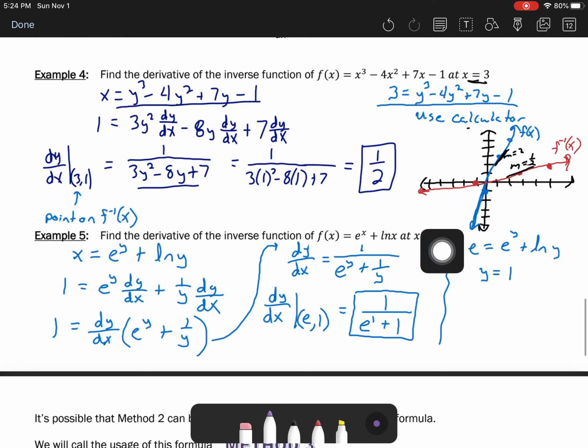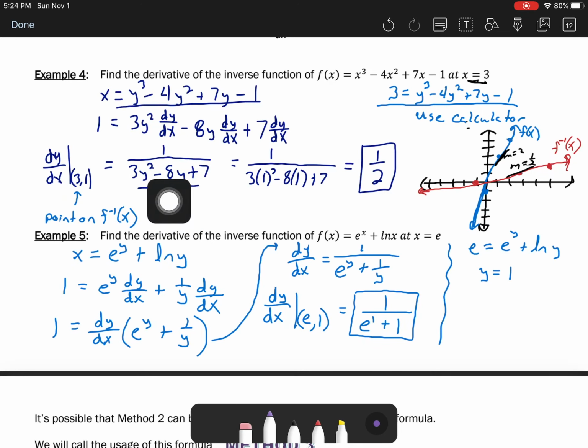Okay, so I want to take this formula and go back up and compare that to what we did here in example 4. We found the inverse by interchanging: f of x was y, and we interchanged x and y right here. And then we did the derivative of it. So we did the derivative of our inverse. That's what we have right here.